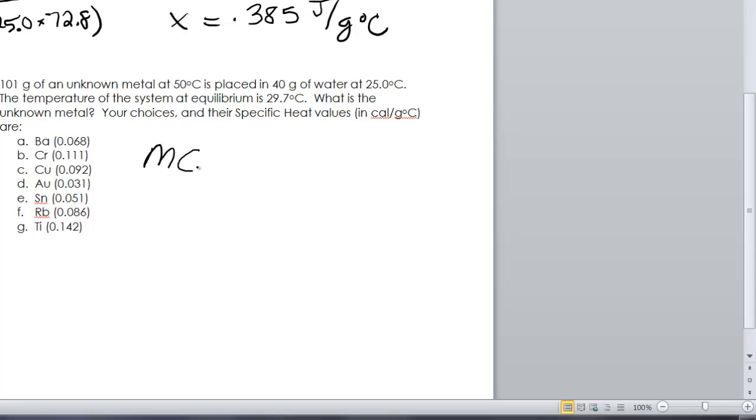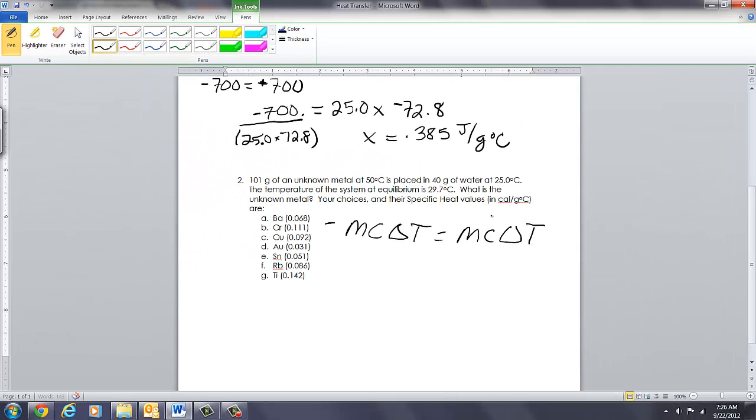So I just know that I have mc delta T equals mc delta T. This is going to be a negative value because it's lost. So what do I know of all of these? I have the mass of my metal, 101 grams. The specific heat of my metal, that's what I do not know. Now the temperature change of the metal. Remember, metal on this side, water on this side, so the numbers need to be about the metal. What did the metal do? It was at 50, went to 29.7.